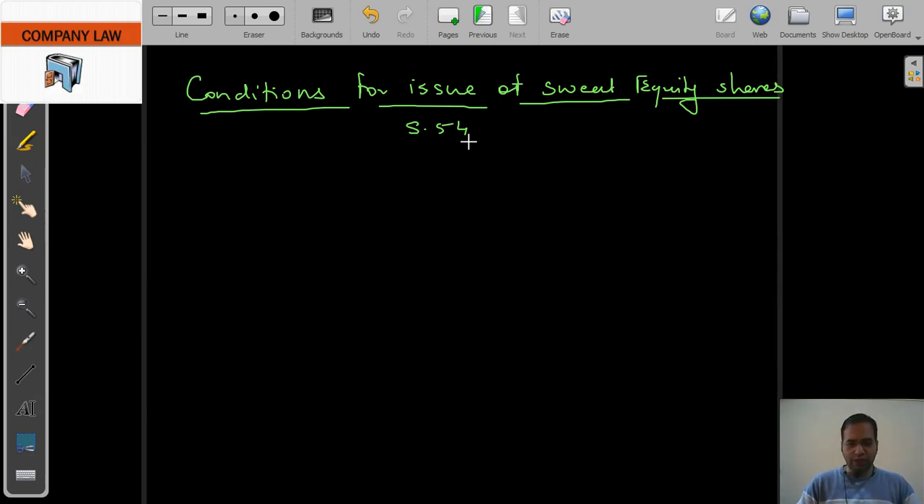Now what are the conditions? Section 54(1) provides that, notwithstanding anything contained in Section 53, which talks about the issue of shares at a discount, a company can issue sweat equity shares of a class of shares already issued. So if the equity shares have already been issued, the same class of equity shares can be issued, but the conditions should be fulfilled. Which are those conditions? Let's try to talk about it.